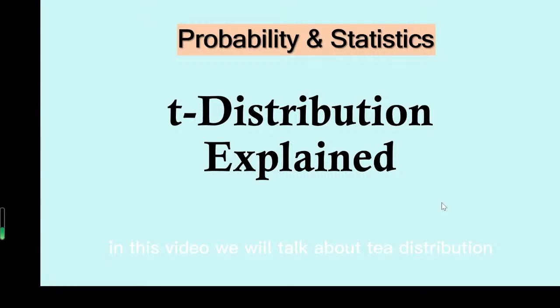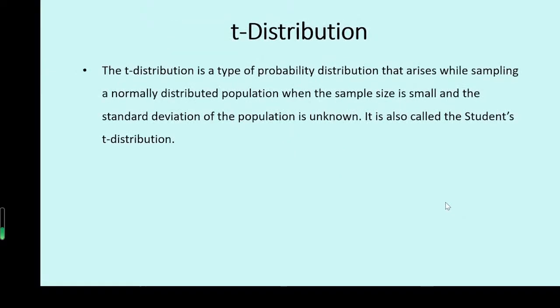In this video, we will talk about the t-distribution. The t-distribution is quite closely related to the sampling distribution of the mean. So we know from a normally distributed population, the sampling distribution of the sample mean, when the sample size is small and the standard deviation of the population is unknown, comes with the Student's t-distribution for the sample mean.